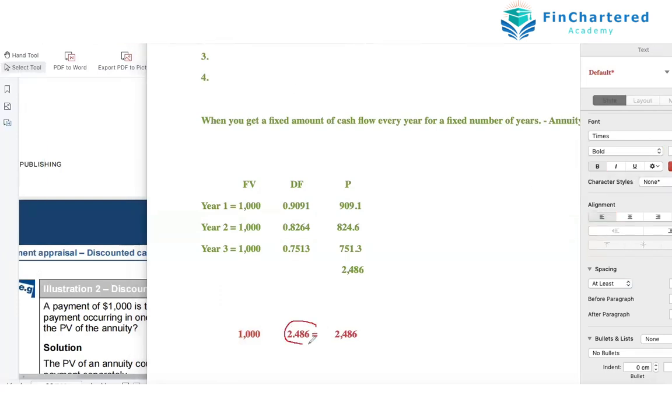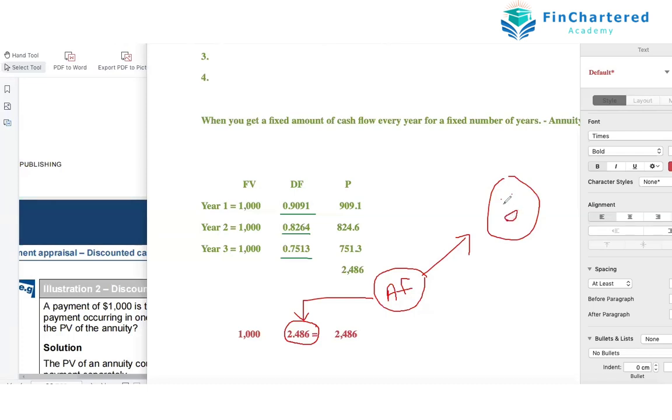Remember, what is in green were the discount factors. See, what I'm underlining in green were the discount factors. But what I have circled in red, that is known as annuity factor. So annuity factor can be used to make your life easier whenever there is an annuity, right? Your life is becoming easier whenever there is an annuity.